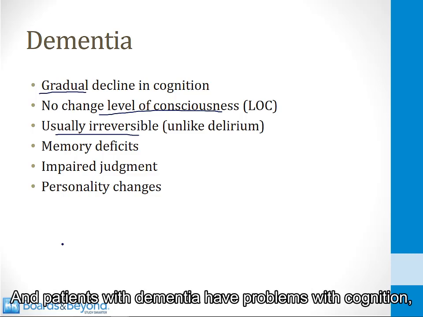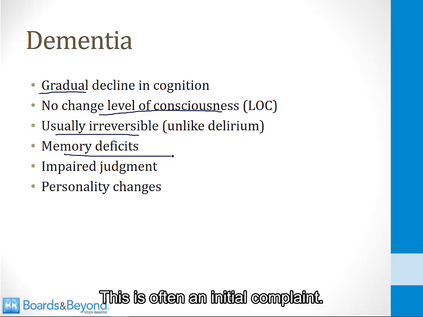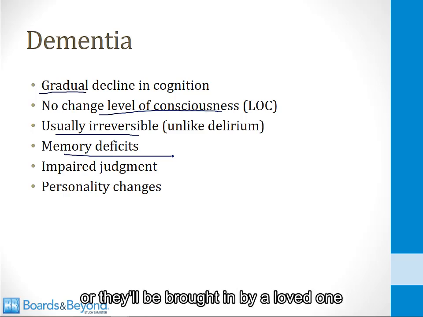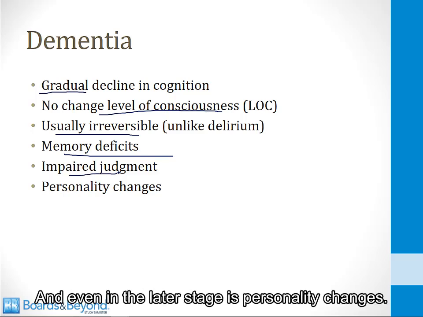And patients with dementia have problems with cognition, so they will present with memory deficits. This is often an initial complaint. Someone will come into the office or they'll be brought in by a loved one with a complaint of forgetfulness. Impaired judgment can occur, and even in the later stages, personality changes.